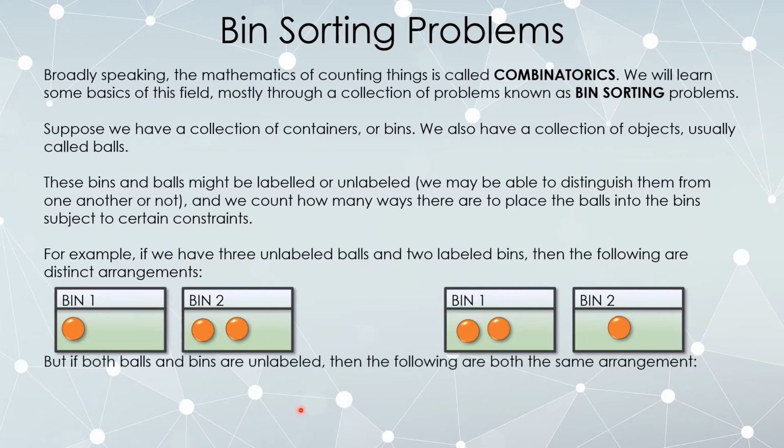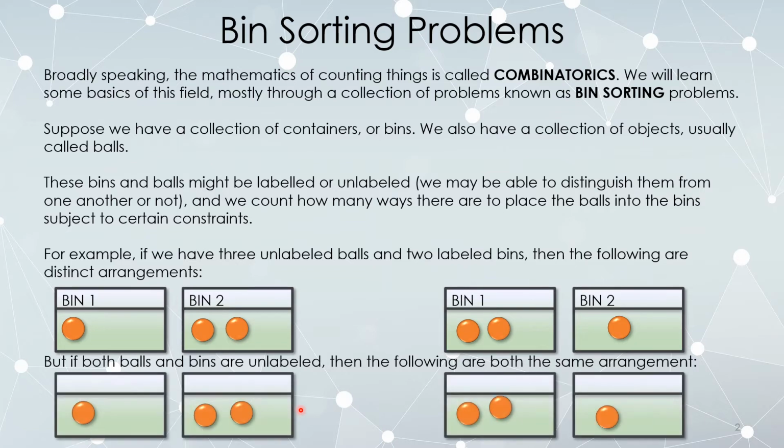But suppose both the balls and the bins are unlabeled, then these arrangements are actually the same. There is a single bin with 1 object and a single bin with 2. So if the bins are labeled, these are different because you can see bin 1 has 1 is different than bin 1 has 2. But if the bins have no labels, this is the same thing. There's no distinguishing left versus right. That would be the same thing as putting labels on the bins.